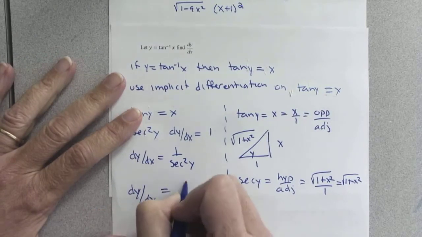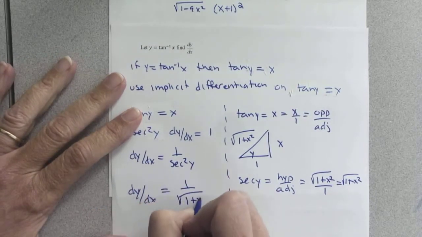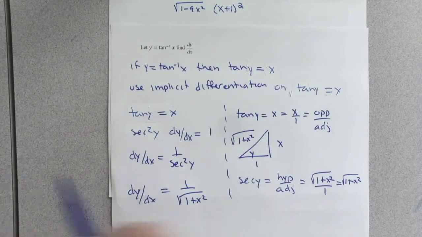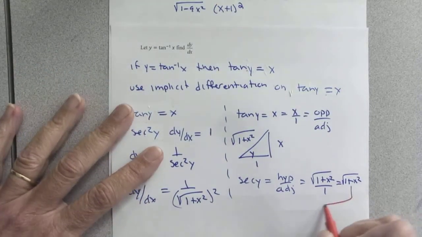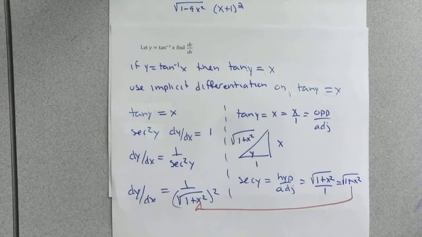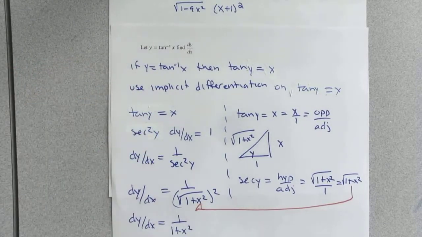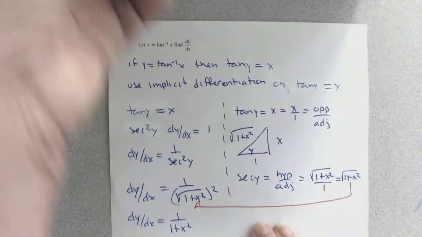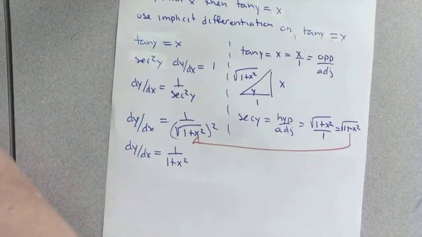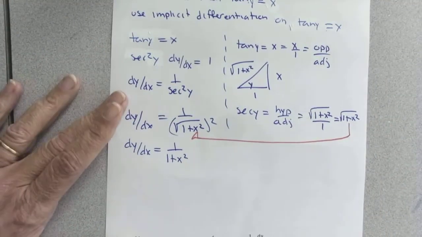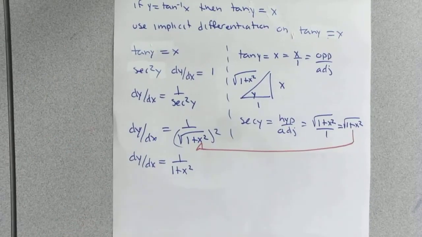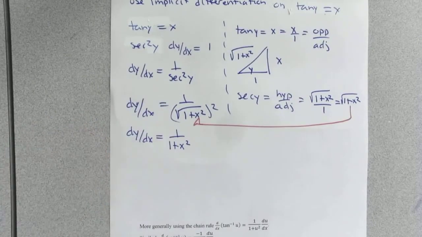So taking that back over here, and then squaring it, we can bring that value right back over here. And so we get the derivative of tan inverse is 1 over the quantity 1 plus x squared. Again, there I figured it out. You don't have to memorize how to figure it out. You just have to use it.